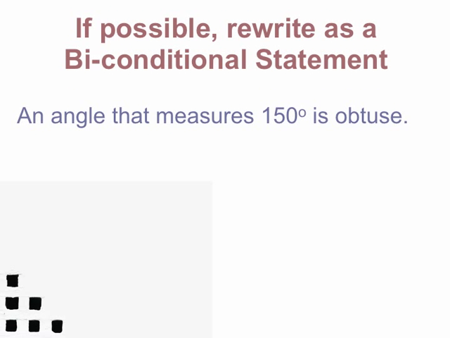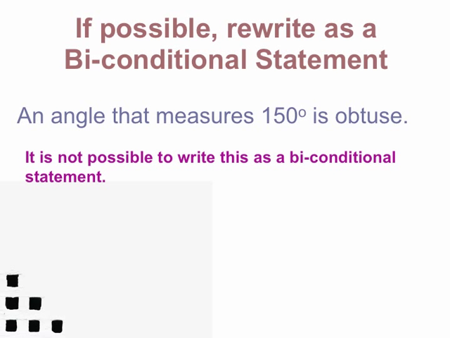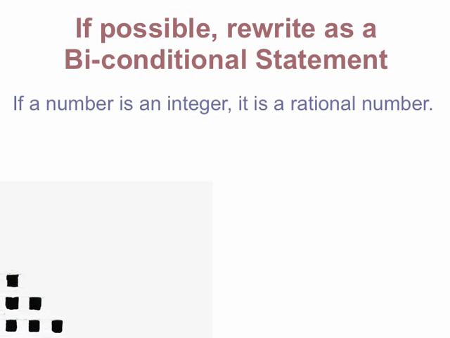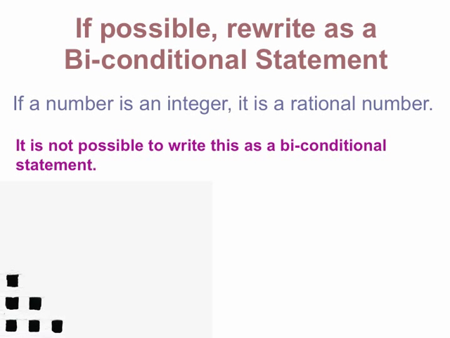Can we say an angle is obtuse if and only if it measures 150 degrees? No, we can't. Therefore, it's not possible to write this one as a biconditional. In this example, while we can write integers as rational numbers, not every rational number can be written as an integer. So this is also not possible to write as a biconditional.